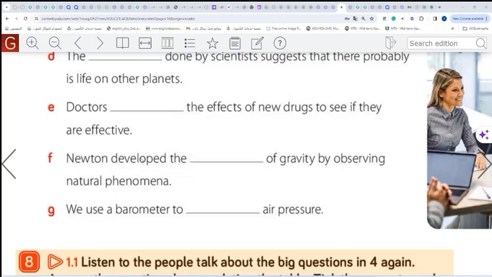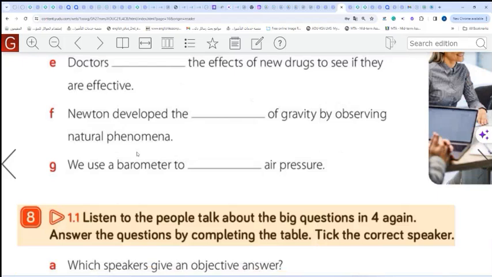How did Newton develop the theory of gravity? By observing natural phenomena. So what do you mean by observing natural phenomena? يراقبها. دليل الظواهر الطبيعية. Excellent. ظاهرة طبيعية. But here we have a plural noun, the plural one. ظواهر. Yes, so dear students, thank you so much.